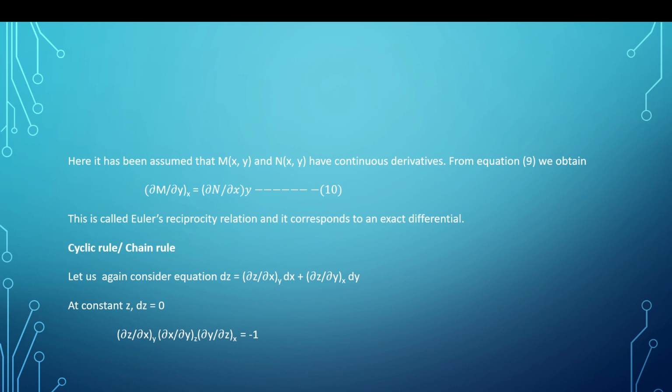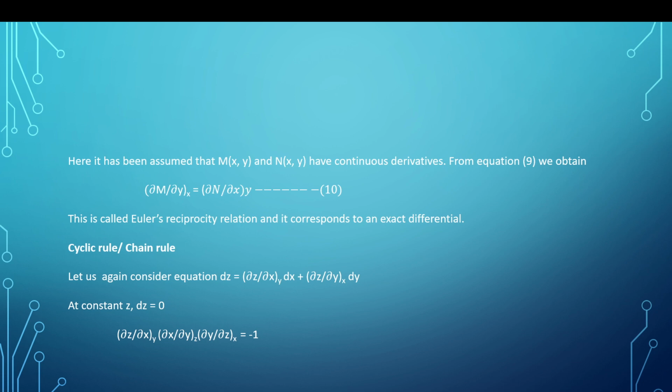Here it has been assumed that M(x,y) and N(x,y) have continuous derivatives. From equation 9 we obtain (∂M/∂y) holding x equal to (∂N/∂x) holding y. This is expression number 10. This is called Euler's reciprocity relation, and it corresponds to an exact differential. Then we have a very important rule, the cyclic rule or chain rule.